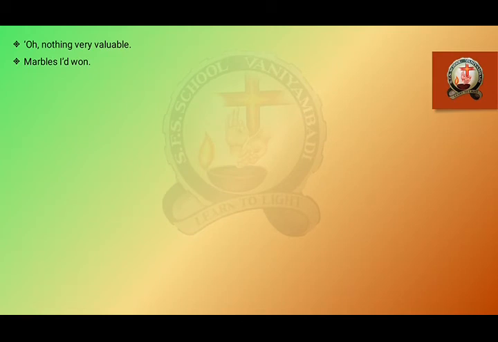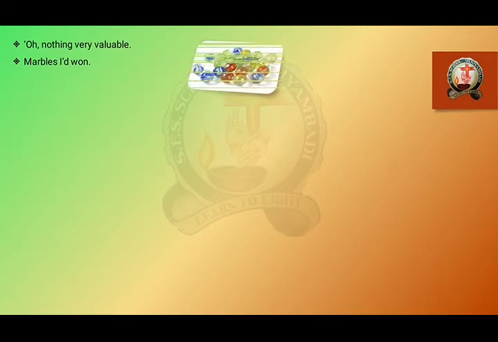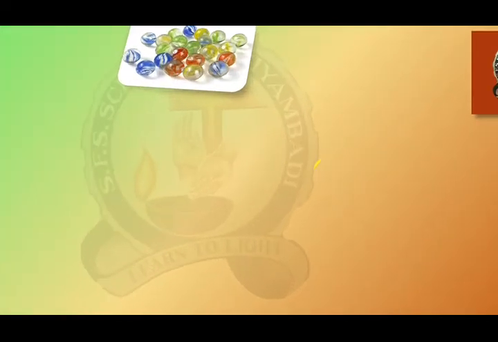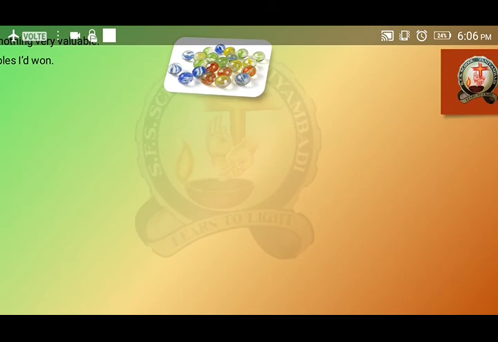And he's saying, marbles I won. The boys usually play this marble game. When they won the game, they used to collect the marbles. And all these collected marbles he used to place in the hole of the jackfruit tree. And you can see the picture of a marble here. The round, small, tiny, beautiful stones.